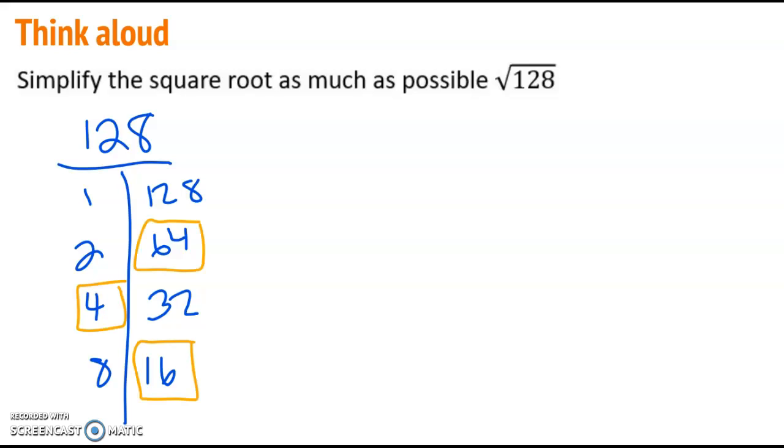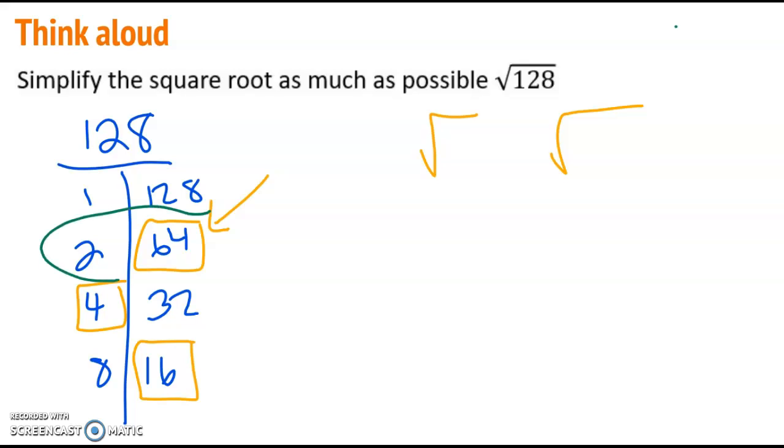So I boxed the number 64 because I know 8 times 8 will give me 64. I boxed 4 because I know 2 times 2 will give me 4. And I boxed 16 because 4 times 4 will give me 16. However, I want the largest number that is a perfect square. And it is this 64. That 64 is the largest number.